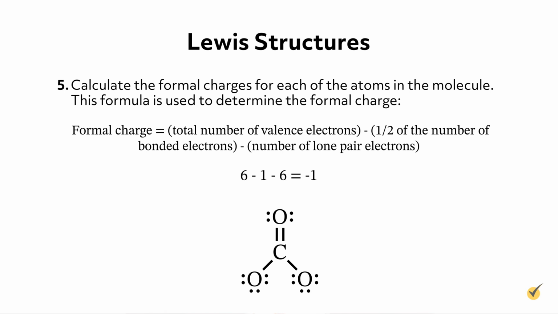The double bonded oxygen and the carbon atom both have formal charges of 0. Therefore, the carbonate ion has an overall charge of -2 since it has 2 single bonded oxygen atoms.